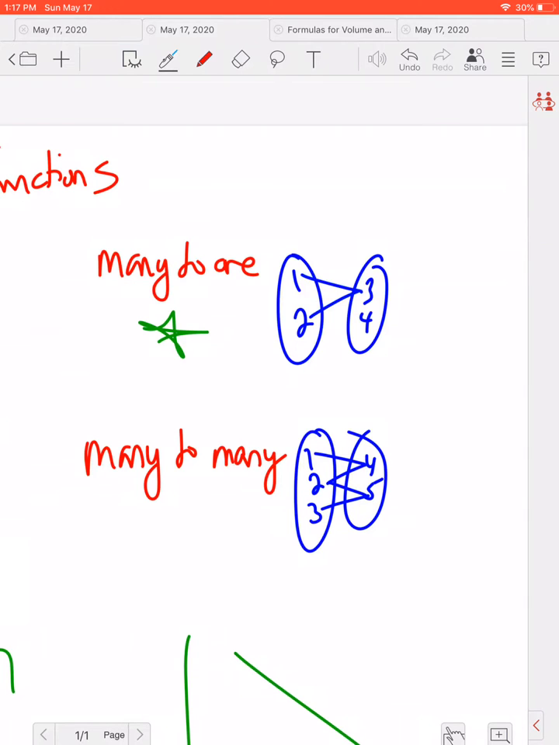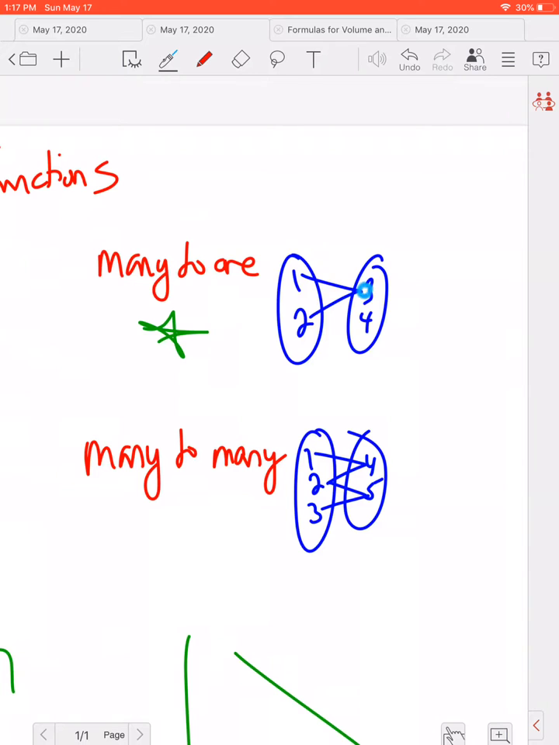Many-to-many is a mix of many-to-one and one-to-many, where we have a couple inputs going to the same output and one input going to multiple outputs. Okay, so here we have 1 and 2 both going to 4, and we have 2 going to both 4 and 5. Okay, so if you can hit a point here and be like, oh, there's many things on this side and many things on this side, then you definitely have a many-to-many situation.